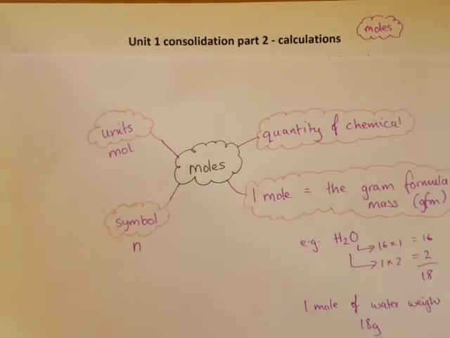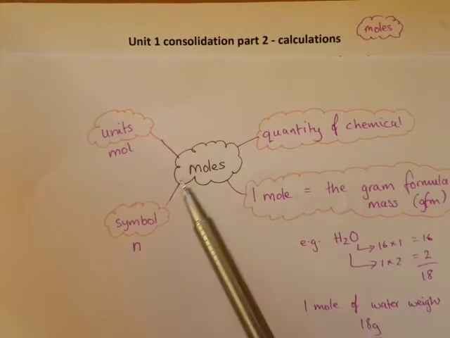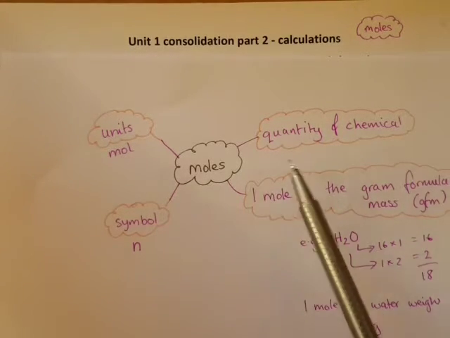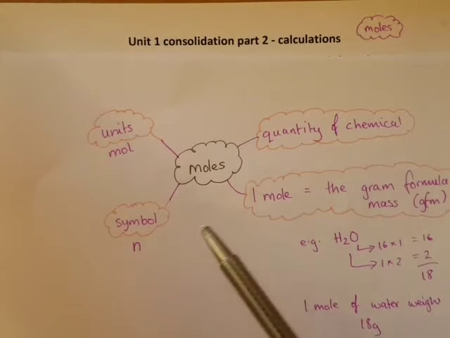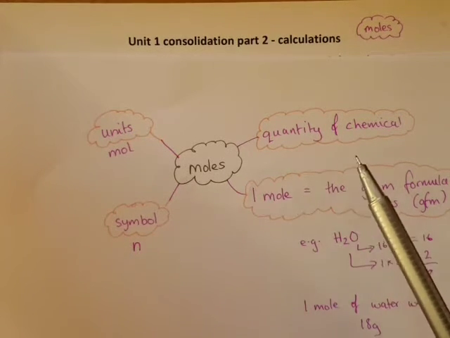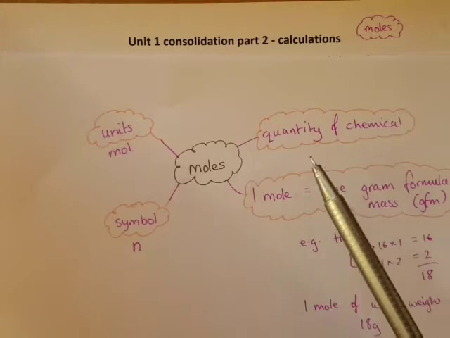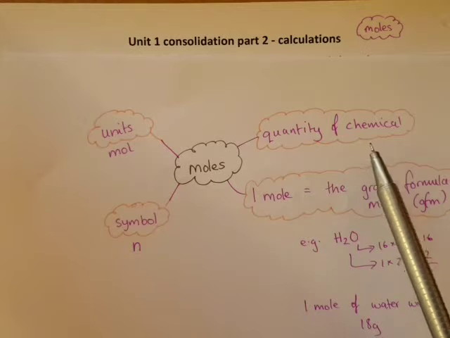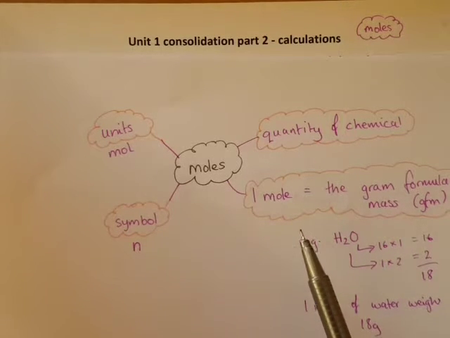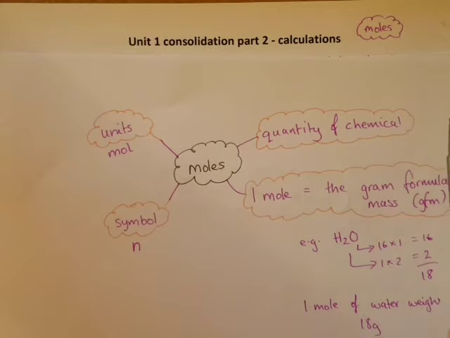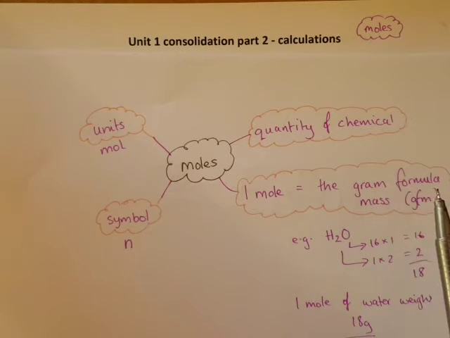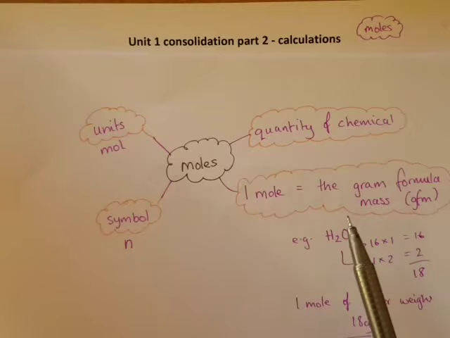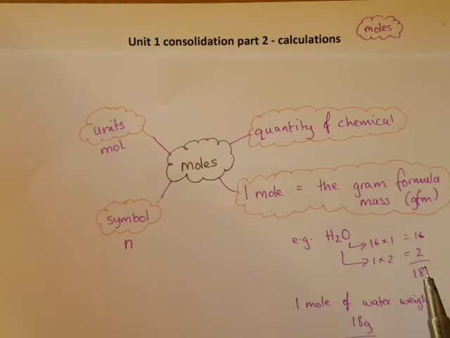So, here's a little overview of moles. A mole in chemistry is a measurement of quantity of a chemical. So you could say how many moles of water have you got in that cup, or you could say how many moles of carbon are there in this lump of coal. So it's a measurement of quantity of chemical. In terms of that quantity, 1 mole of any substance is equal to the gram formula mass of that substance. So if you calculate the formula mass using the method that we have been taught, and then you put that number in grams, then that will give you the mass of 1 mole. So for example, 1 mole of water weighs 18 grams.